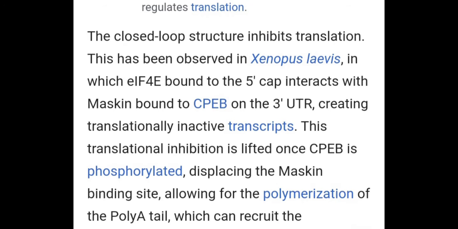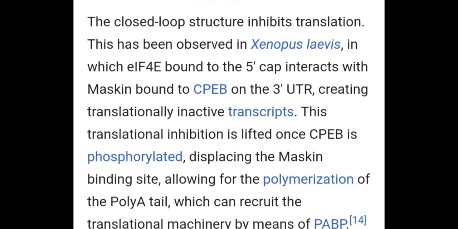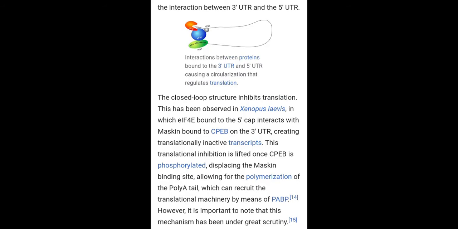But this can be reversed also. How? If we do phosphorylation of this CPEB, then due to phosphorylation of CPEB, it will displace the masking binding site, and thus allow polymerization of the poly-A tail as done by the polymerase, and then it will recruit the translational machinery to begin translation. Okay, and this poly A tail is also covered with a protein called poly A binding protein. It will help to do that translation process efficiently. Okay, so these were two things that I had not discussed in the last video.